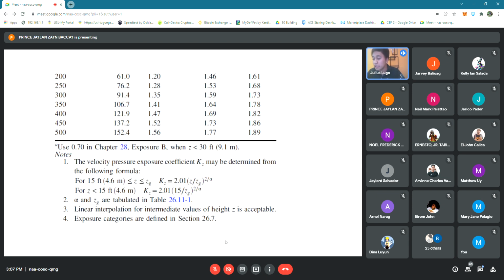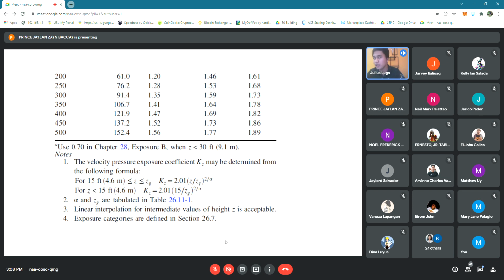And here, we also have annotations at the bottom of the table. Use 0.70 in chapter 28, exposure B when Z is less than 30 feet. So your Z is the height of the building. Okay, if it's below 30 feet, you can use 0.70 in chapter 28. Okay, I think chapter 28 is actually envelope. Okay, envelope procedure. I think it's the envelope procedure.